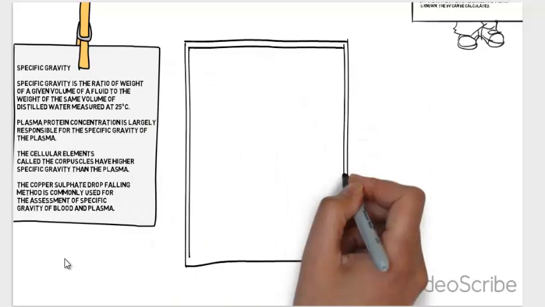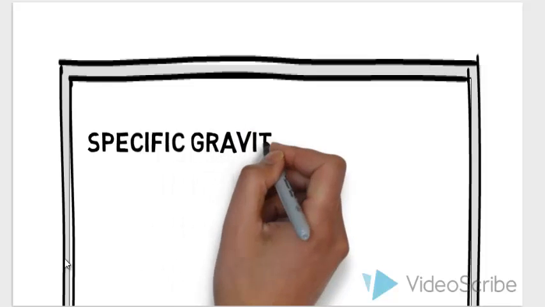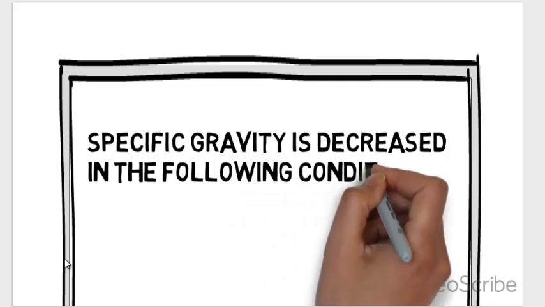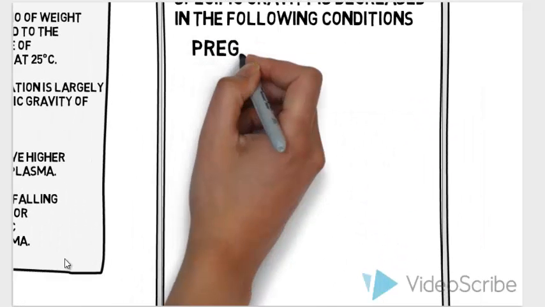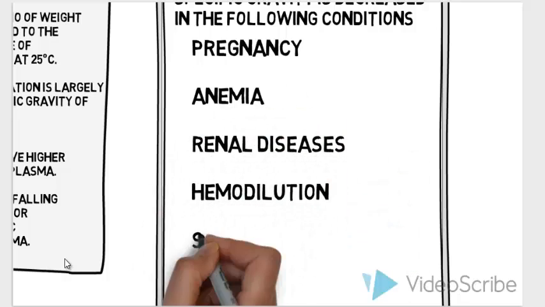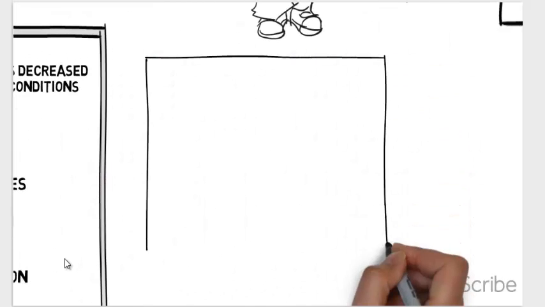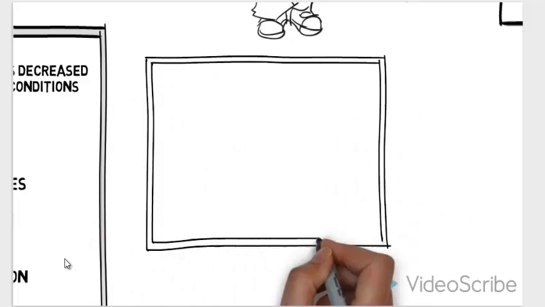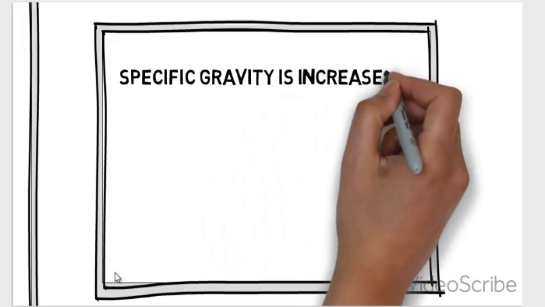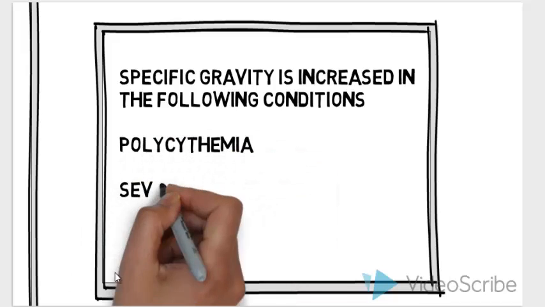Now the conditions in which the specific gravity falls or increases. First of all, specific gravity decreases in the following conditions like pregnancy due to increase in plasma volume, anemia, renal diseases because of loss of albumin, edema, hemodilution, and starvation and malnutrition. Specific gravity is increased in the following conditions like polycythemia, severe dehydration and hemoconcentration.